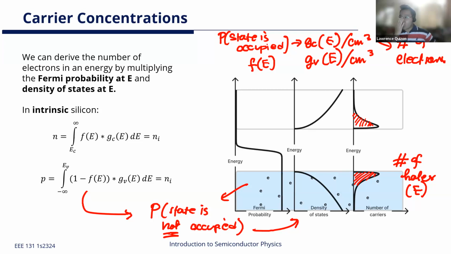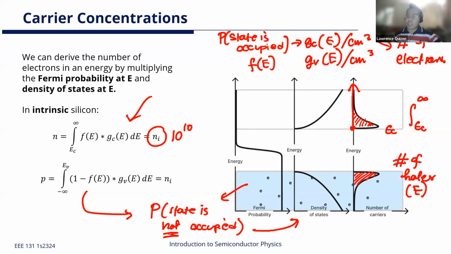So one additional thing that we could do here is, if we integrate this function over all energies, we find the number of electrons in the conduction band. Total electrons in the conduction band, right? So if we integrate this from EC, the conduction band, to infinity, then we should get 10 to the 10.